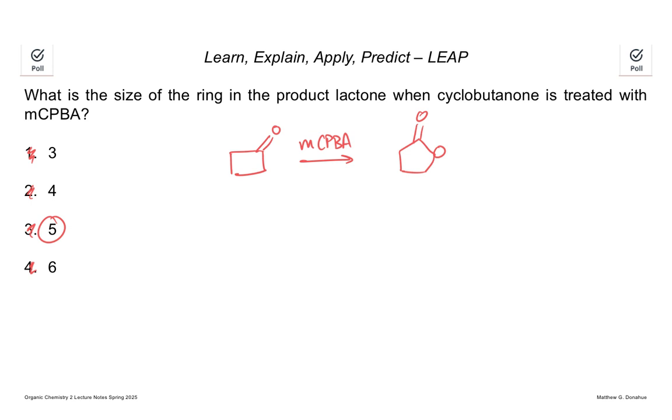So again, it's a symmetric ketone. It doesn't matter which side migrates, but when it does, basically the thing is the alpha carbons are linked together by that carbon. So you're inserting another atom and the ring size has to grow.